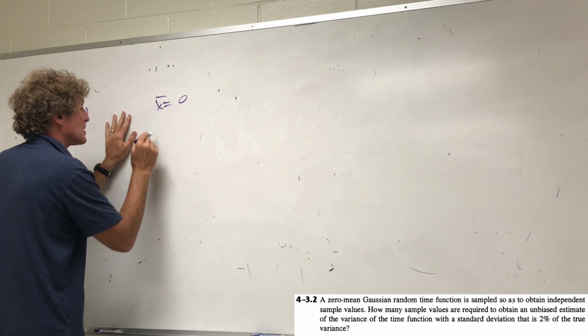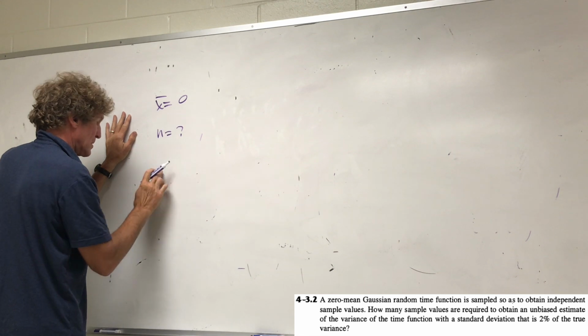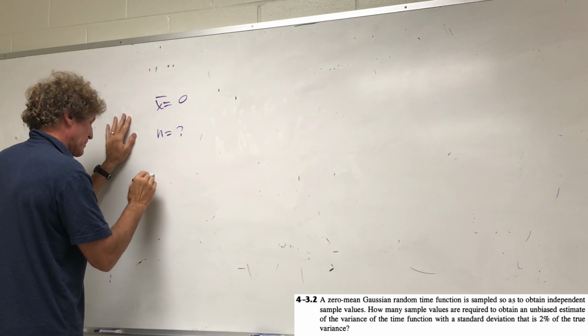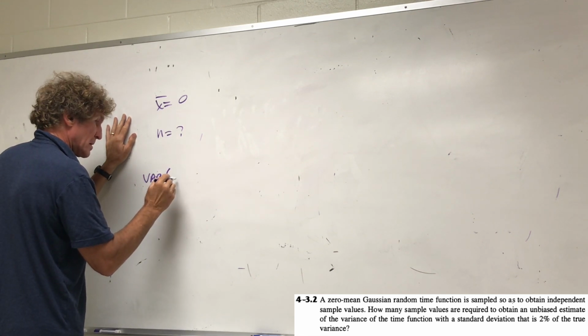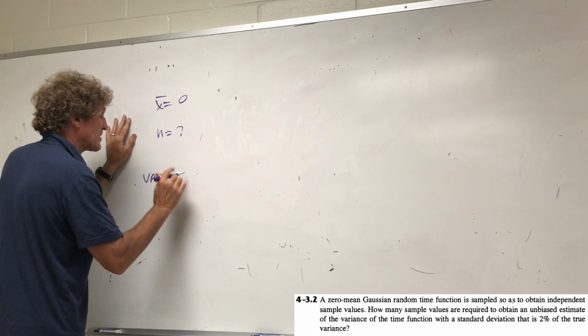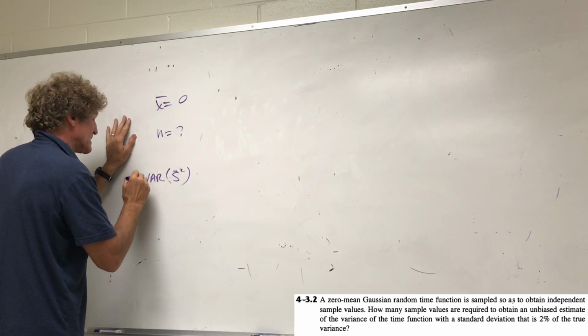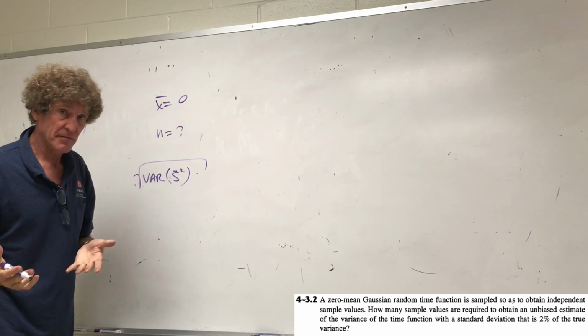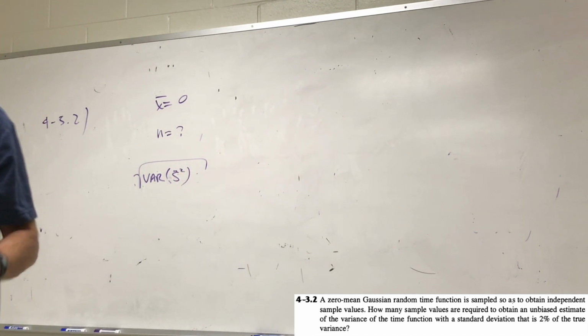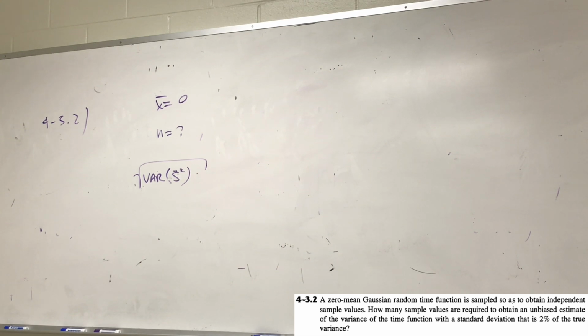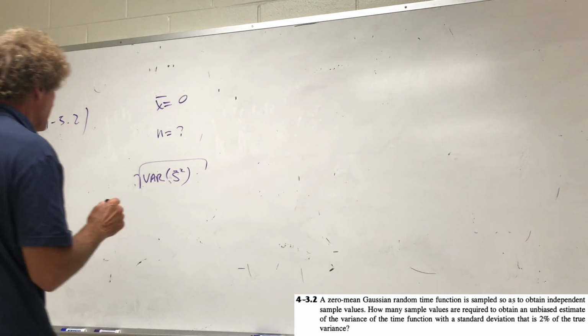4-3.2. A zero mean Gaussian random time function is sampled so as to obtain independent sample values. How many sample values are required to obtain an unbiased estimate of the variance of the time function with a standard deviation? Oh, hold up. Variance of the variance, obviously, right? And this is going to be square root because it's the standard deviation. Just read that slowly again, the last part. How many sample values are required to obtain an unbiased estimate of the variance of the time function with a standard deviation that is 2% of the true variance?